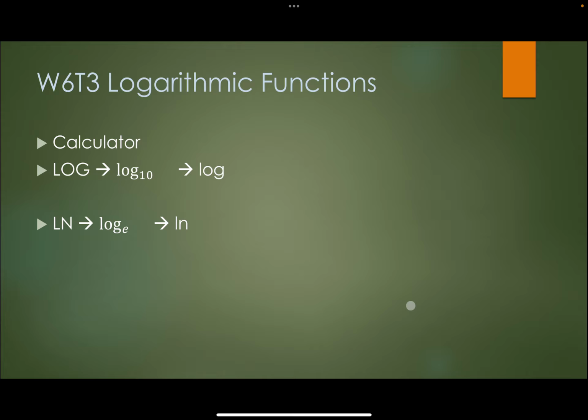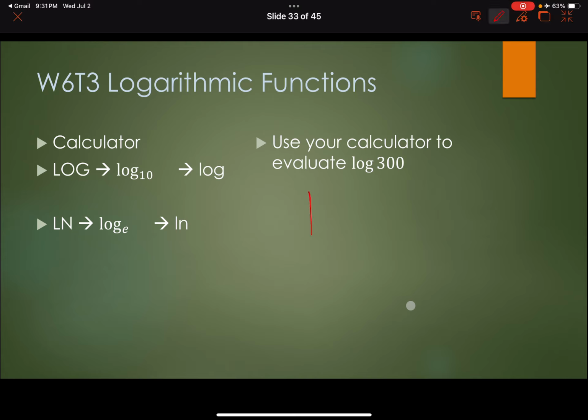Okay? So we're going to practice. I want you to use your calculator to evaluate log of 300. I'm going to give you time, so pause your video here if you want to practice this. Okay, so we're going to go in our calculator, we're going to put log of 300. And when we do that, I get 2.477 rounded. Okay? So your calculator will give you very quickly the answer to any log question you might have. All right, hopefully you got that as well.